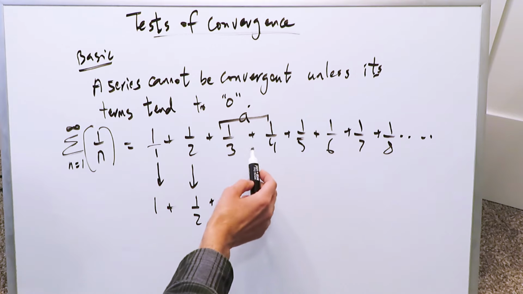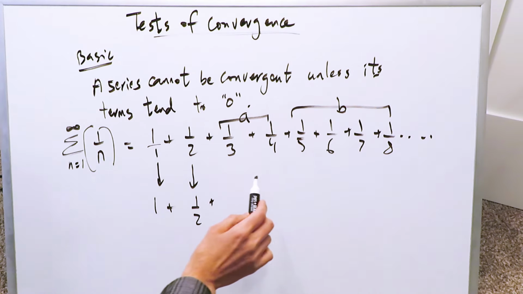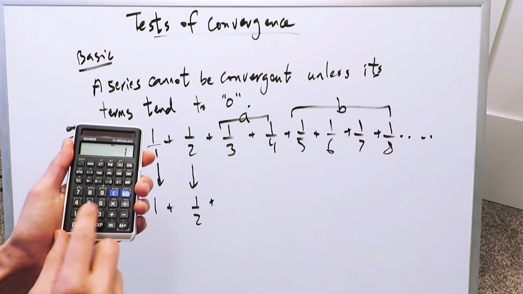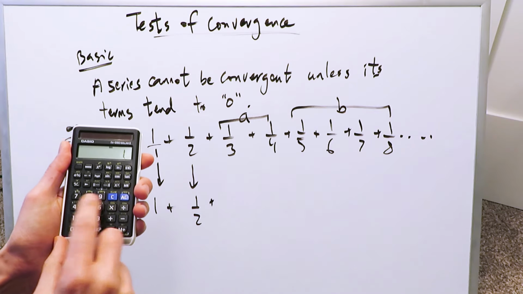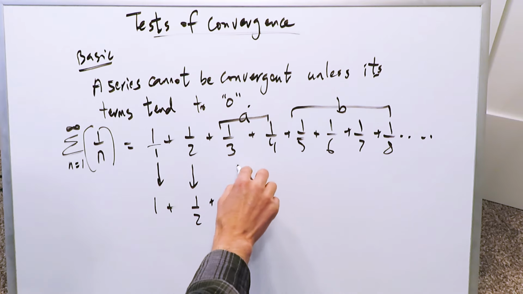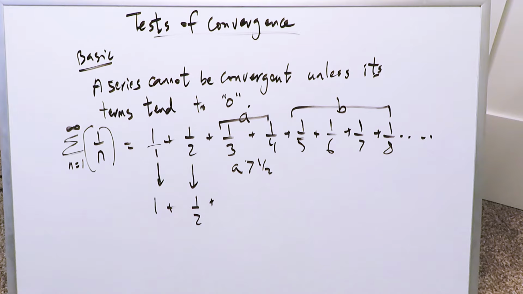I'll call this group made of 2 items group A. I'll call this group made of 4 items group B. Take the sum of that group A terms. You'll do 1 over 3 plus 1 over 4. 1 divided by 3 plus 1 divided by 4. I get 0.5833, so I know here A is a value larger than 1 over 2. We don't have to be specific by any means.